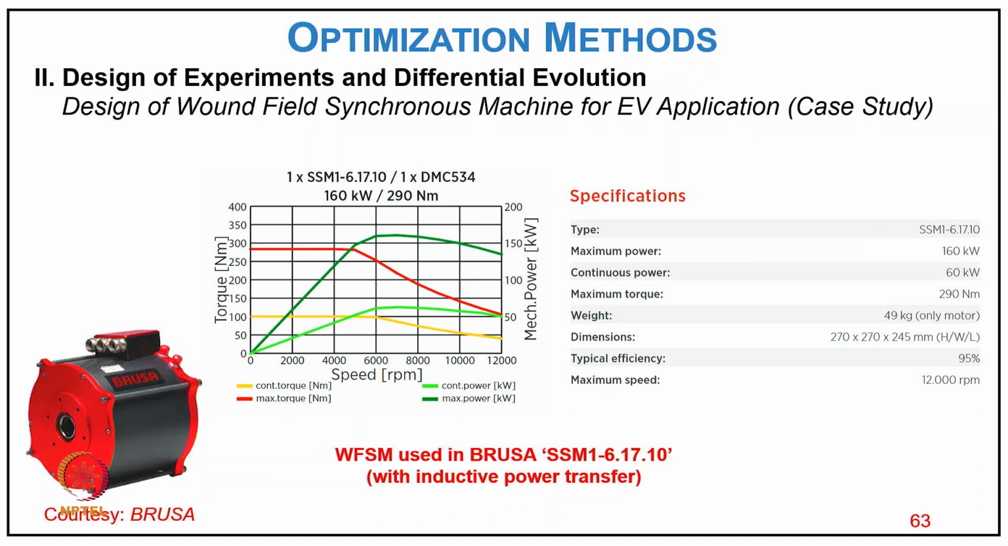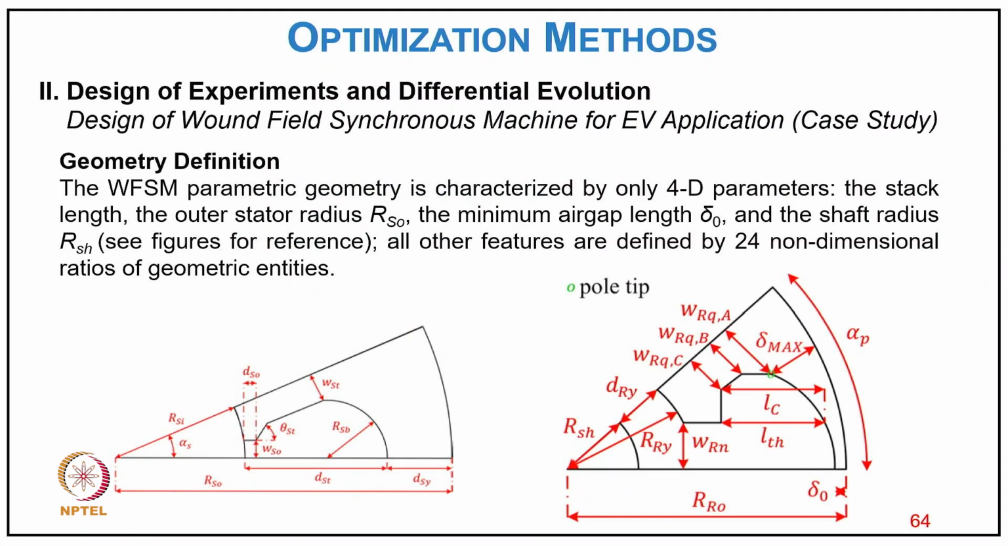as well as the characteristics are given here, with the torque, continuous torque, maximum torque, and typically constant power and maximum power, and typically the specification about the weight as well as the power, maximum power of 160 kilowatt, power 60 kilowatt.